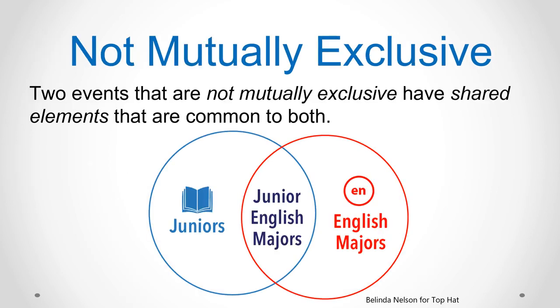Two events are not mutually exclusive if they share at least one common outcome. Here you can see that we have two events, A and B. Event A is juniors, and event B is English majors. And we also have a small subset of juniors who are English majors. Another example of not mutually exclusive events is students who are enrolled in statistics class and students who are enrolled in sociology class. There may be students who are taking both statistics and sociology in the same semester.